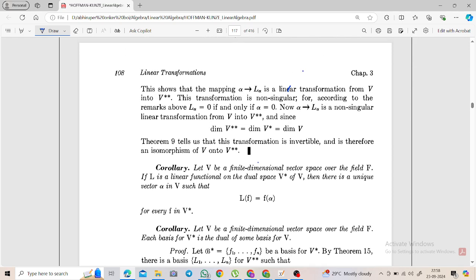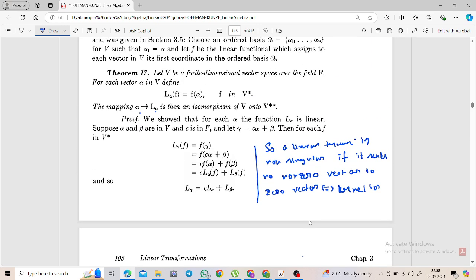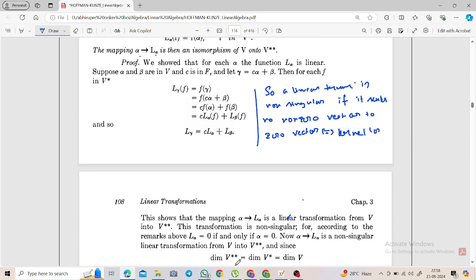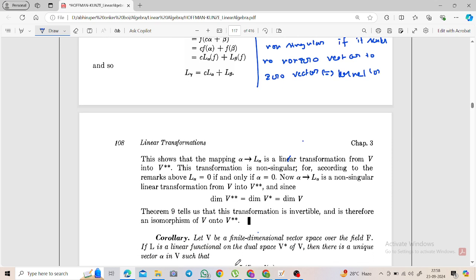Injective implies surjective, since it is finite dimensional. Yes, but we haven't proved that yet. We haven't proved that V star star is finite dimensional yet, right? Injective is all right, but we can't say V star star is finite dimensional. Okay, but let's see how they are proving it. Yeah, he's right actually.